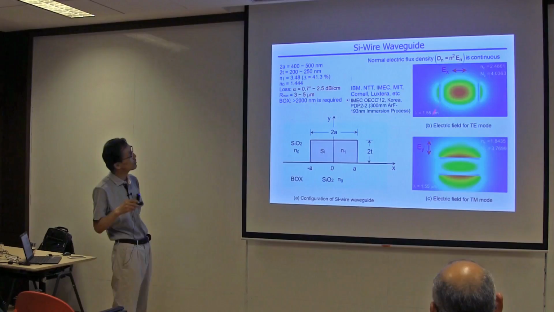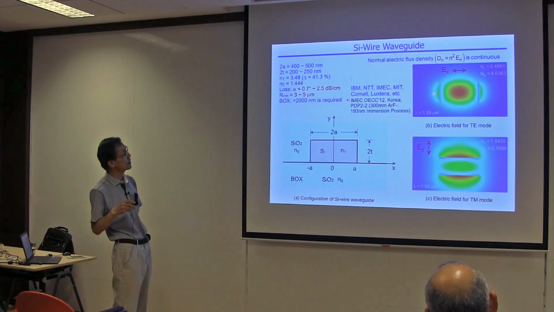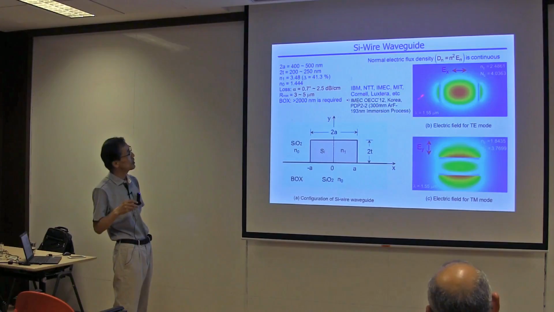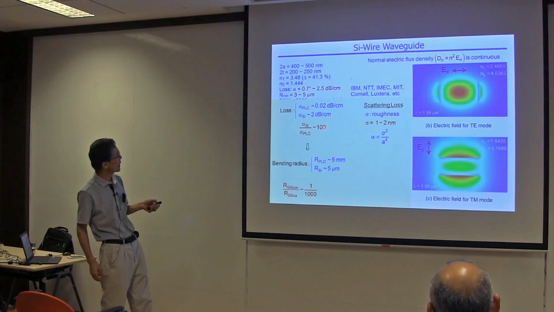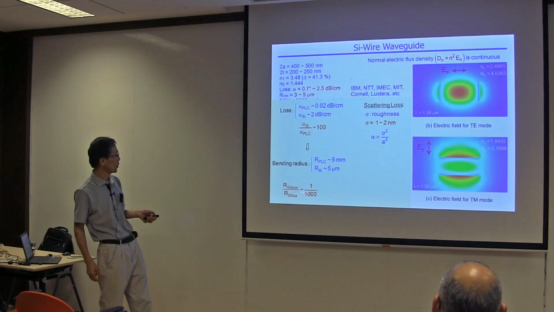You see, electric flux density should be continuous, so electric field cannot be continuous. So at the interface of refractive index change, we have very large electric field discrepancies. And losses, as I repeated, are 100 times larger, but the bending radius is almost 1,000 times smaller compared to silica. So it's a great advantage.